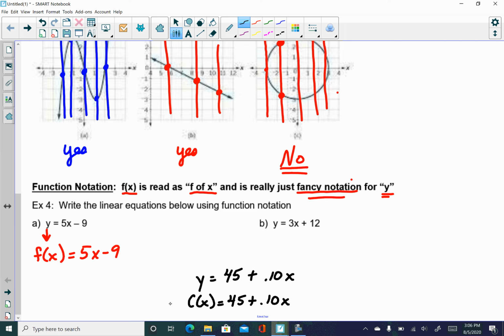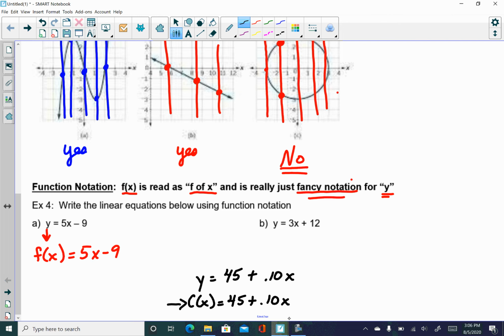But that's a common use for function notation, is to put it in terms of an application type problem. Okay, so that you can input, if I've got 500 text messages, how much would it cost me that month? Or if I had just 10 text messages, how much would it cost that month?